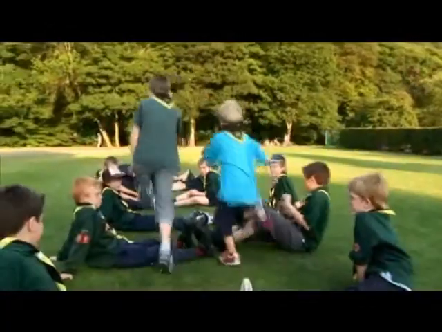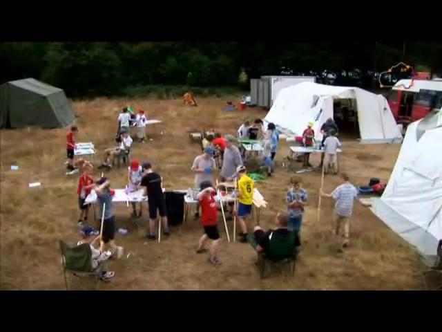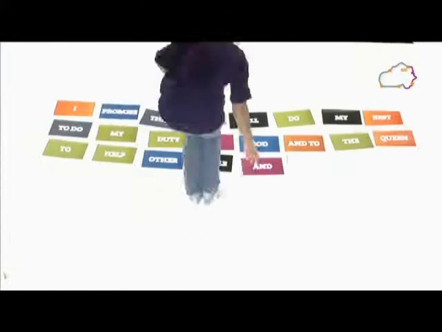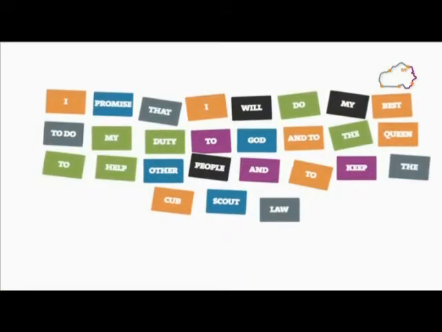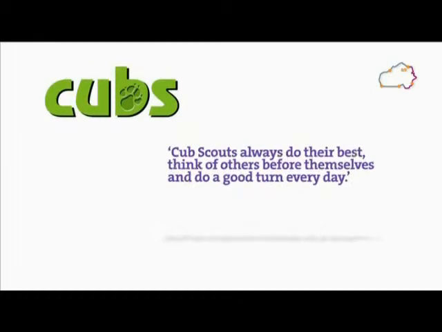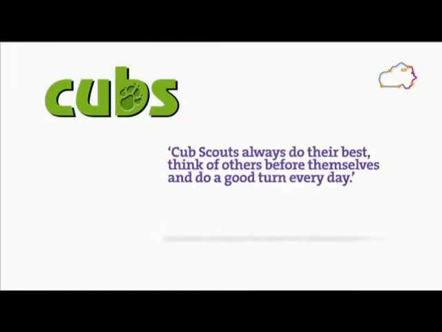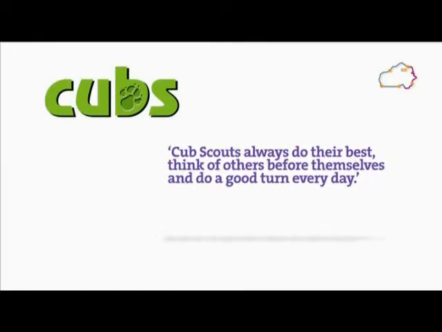The Cub Scout section has both a promise and a law, although the promise is essentially the same for Cub Scouts, Scouts, Explorer Scouts, Scout Network members and adults. The law is different. The Cub Scout promise is: I promise that I will do my best to do my duty to God and to the Queen, to help other people and to keep the Cub Scout law. The Cub Scout law is: Cub Scouts always do their best, think of others before themselves and do a good turn every day.